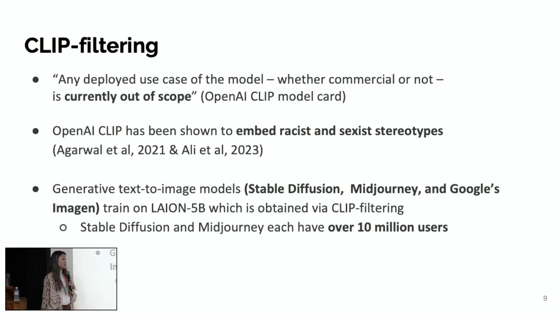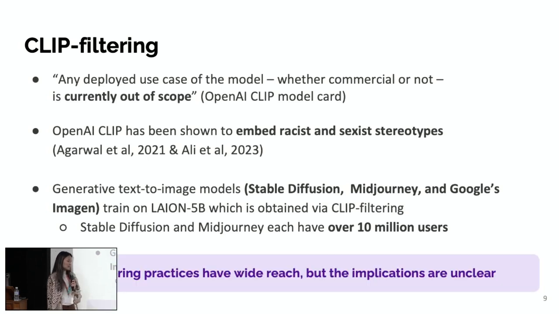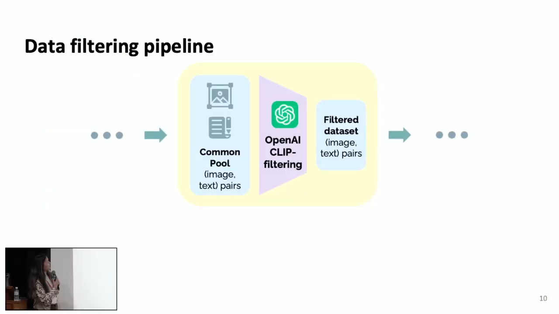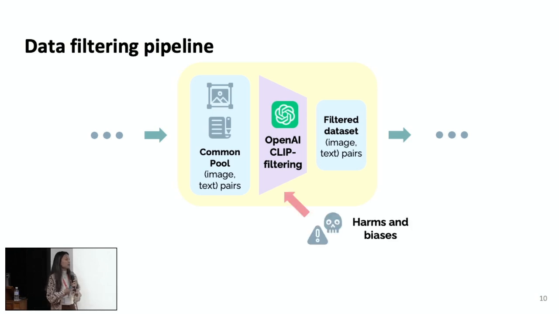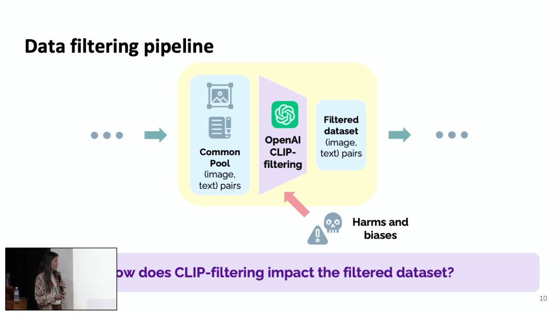And because Stable Diffusion and Midjourney each have over 10 million users, we can see that data filtering practices do have wide reach, but the implications are very unclear. So if we look again at this CLIP filtering step, it's very reasonable that the harms and biases of CLIP are kind of being injected into the filtering decision. And so that's what we're trying to look at here, to assess if CLIP filtering actually impacts the outputs in comparison to the inputs of Common Pool.